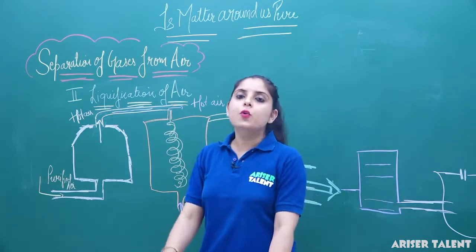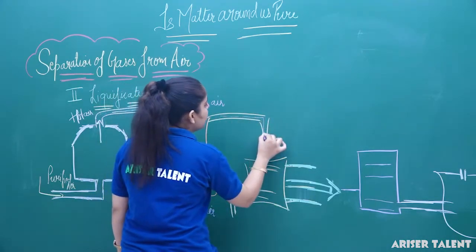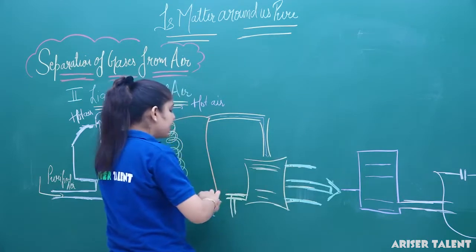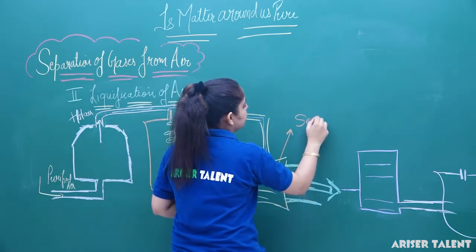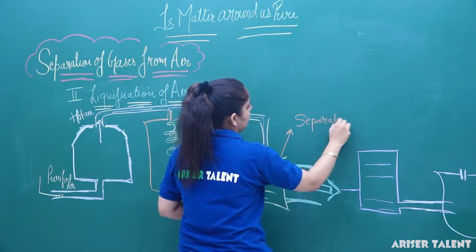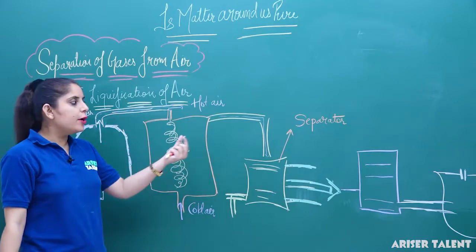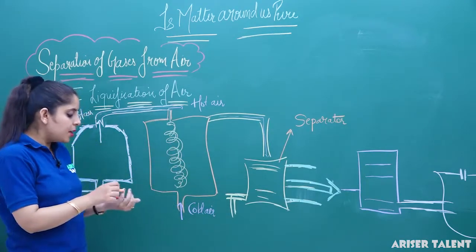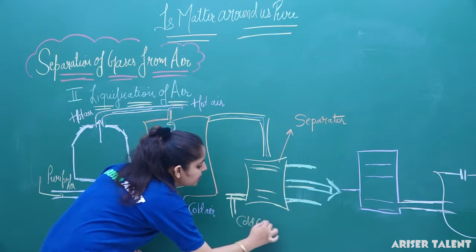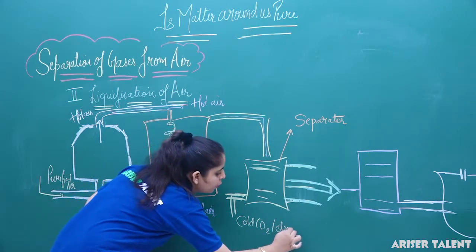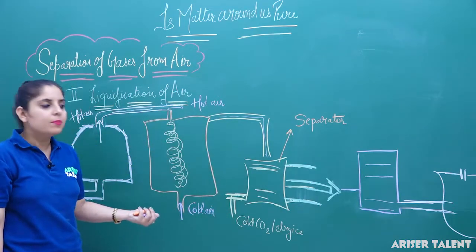This air is going to pass through a separator. So, this air from here flows in this section, and this section is nothing but what is known as the separator. When air passes through this separator chamber, you can see that the cold CO2, or we can say dry ice, is removed from this section. So, you can separate the CO2 and dry ice from this section.